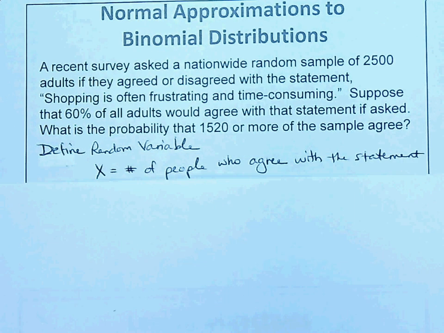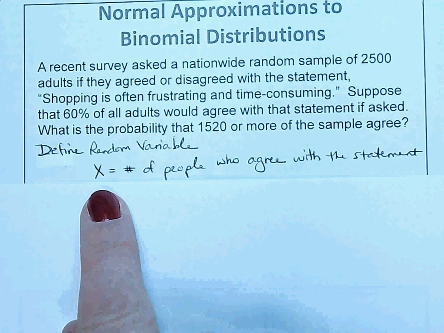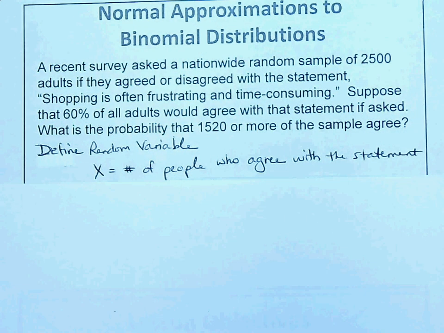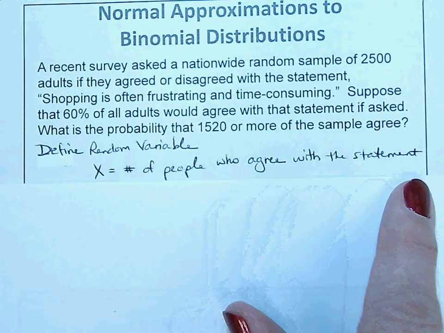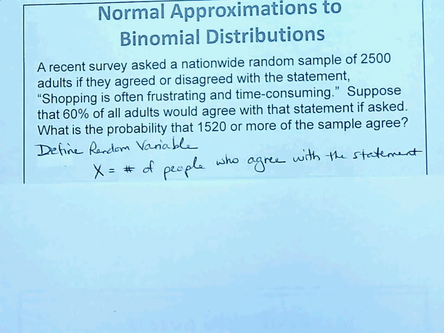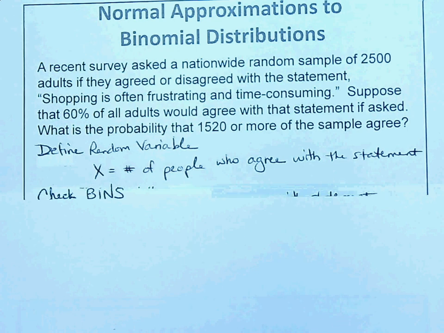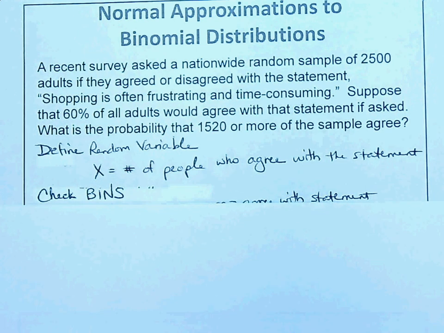So x is going to equal, this is my random variable x, the randomly chosen person, the number of people who agree with the statement. So in my sample, how many of them actually agreed with the statement? That will be x. The second thing I want to do is check the BINS. I need to find out, is this a binomial situation, a binomial distribution?